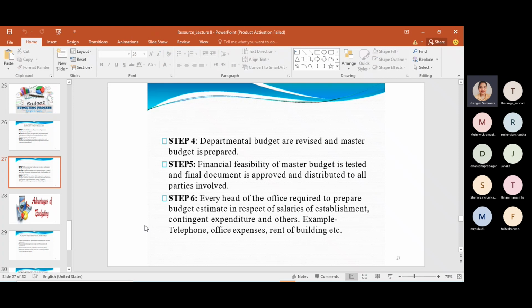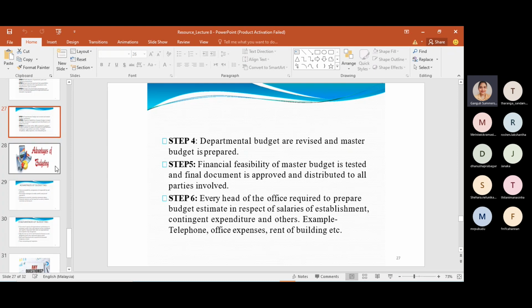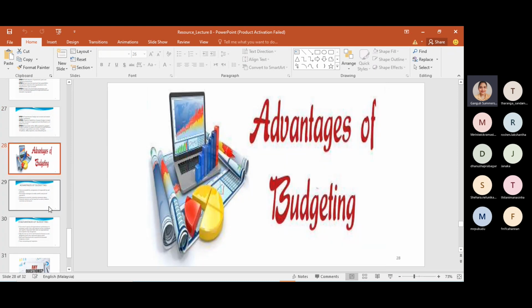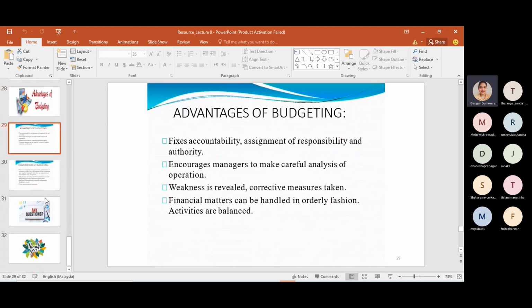Okay, so these are called departmental budgets. This is the budgeting process in simple terms. In these two slides, you learned how budgeting is done, the budgeting process. Now since we discussed the budgeting process, we can move on to discuss the advantages of budgeting. So these are the advantages of budgeting.